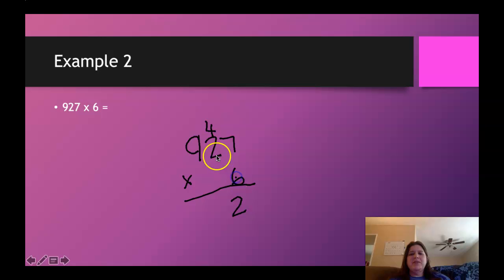Now we're going to do this ones digit times the 10. 6 times 2 is 12. We always add the ones we put up there. 12, 13, 14, 15, 16. We only write the ones digit down, and we carry the 1, and we do 6 times 9 is 54. Add the 1 is 55. So the product to this one is 5,562.